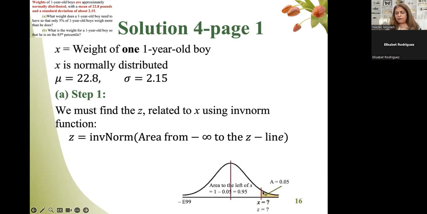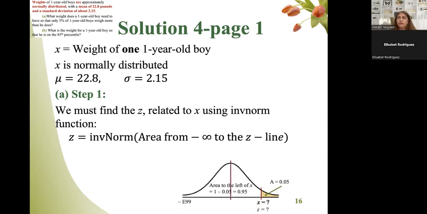Okay, if only 5% of the boys have weight more than he does, we are looking at the right tail to be 5%. We have to find the Z using the inverse norm formula. This is the graph. Only 5% of boys weigh more than he does, so the right tail is only 5%. I want to find this Z value, this line. What is the value of this red line? First, I have to find the Z, then I find the X.